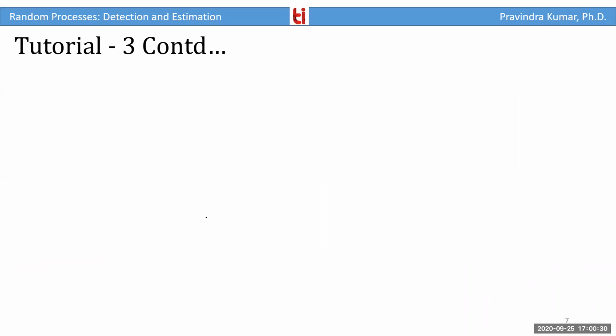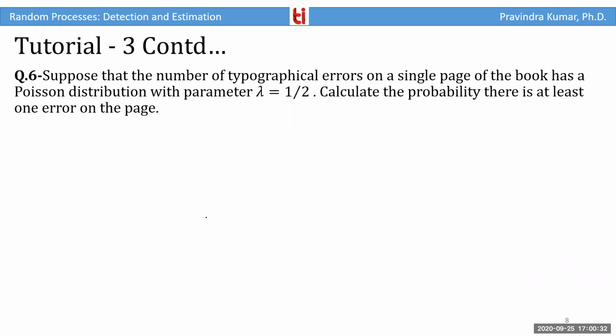Any doubt? No sir. Okay, now the next question is: suppose that the number of typographical errors on a single page of a book has a Poisson distribution with parameter lambda. Calculate the probability that there is at least one error.